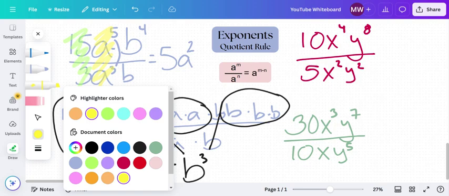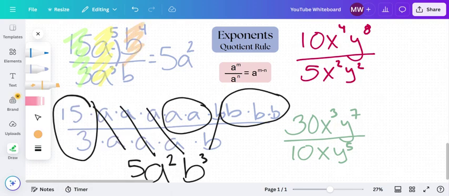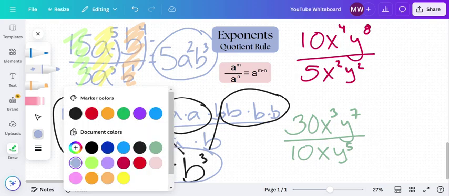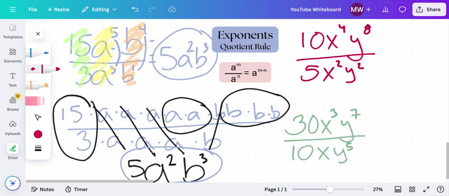And lastly, we will go look at our b's. I've got b to the fourth over b. Remember, when b or any other letter is all by itself, the coefficient is really 1. So if it helps you, you can put that 1 there. So we're going to do that subtraction as well. 4 minus 1 is 3. So I get b to the third. So this answer, 5a squared, b to the third, is the same as what we got when we drew it out. Let's try our second problem just using our quotient rule.